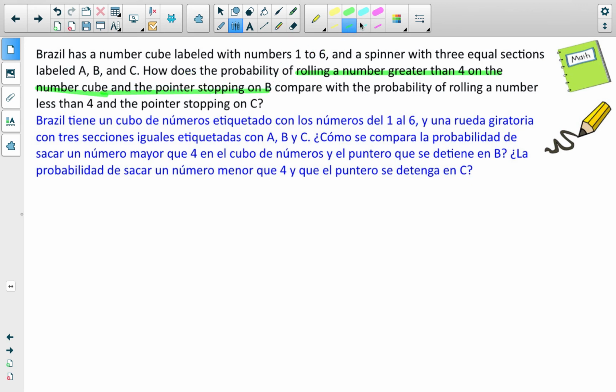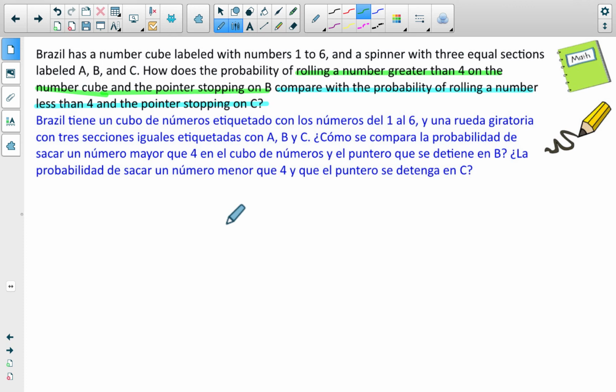That's our first kind of comparison. And then in blue, I'm going to do compare with the probability of rolling a number less than 4 and the pointer stopping on C. Now, I'm going to use green with the green and then blue with blue. They're going to be different shades, but you guys will be able to make the connection. I'm going to use the multiplication approach.